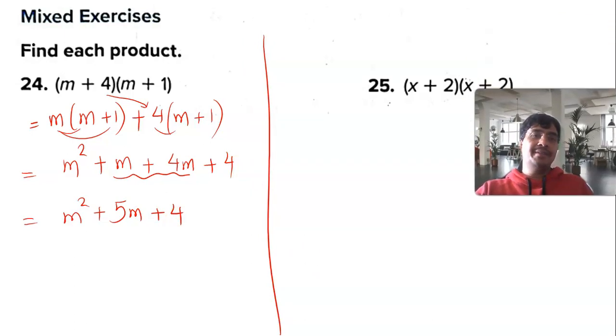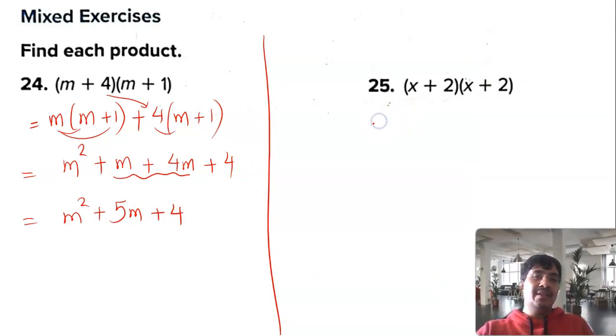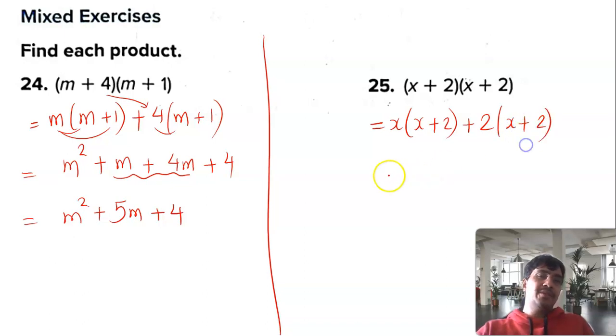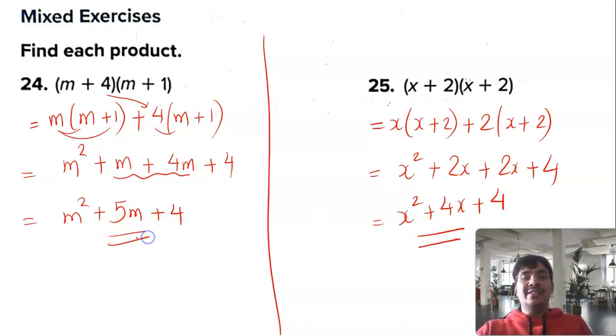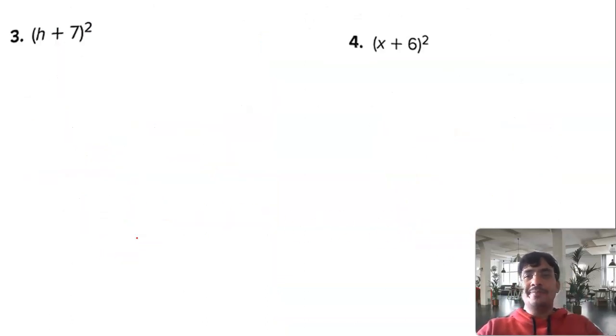Yes, amazing. Next, x plus 2 times x plus 2. Well, this can be done by direct formula also, but anyway, I've taken the long cut. x squared plus 2x plus 2x plus 4. So it's going to give you x squared plus 4x plus 4. Cool, easy peasy. Let's move on.